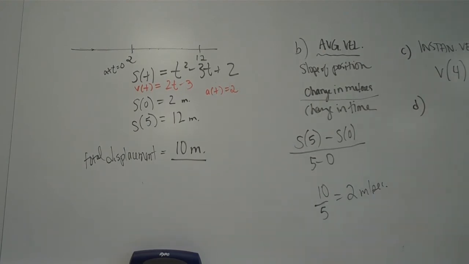Part D, easy. What's the acceleration when t is 4? 2. Okay, it's 2 all the time. Again, that's meters per second squared.